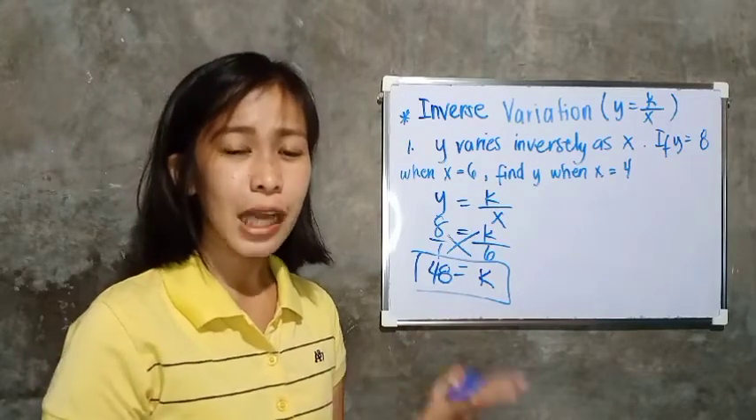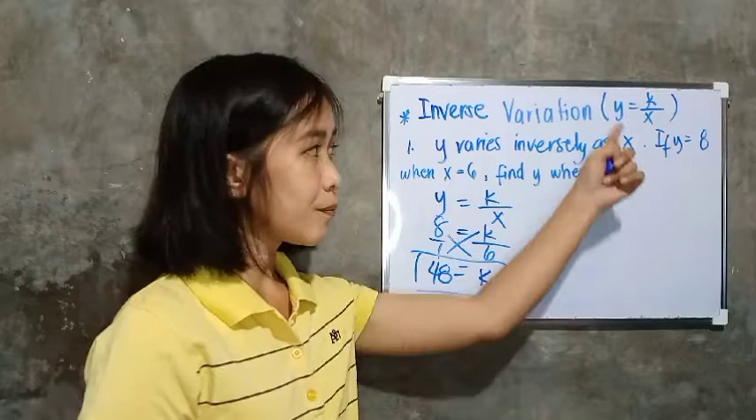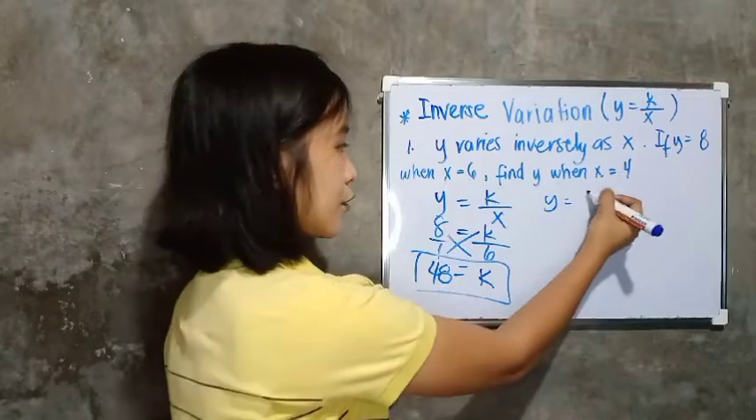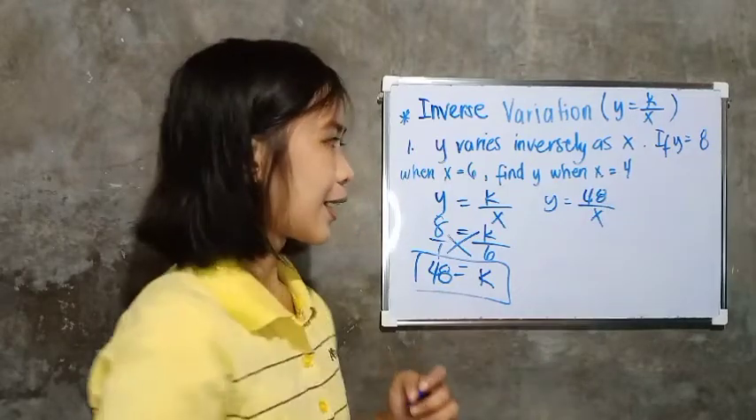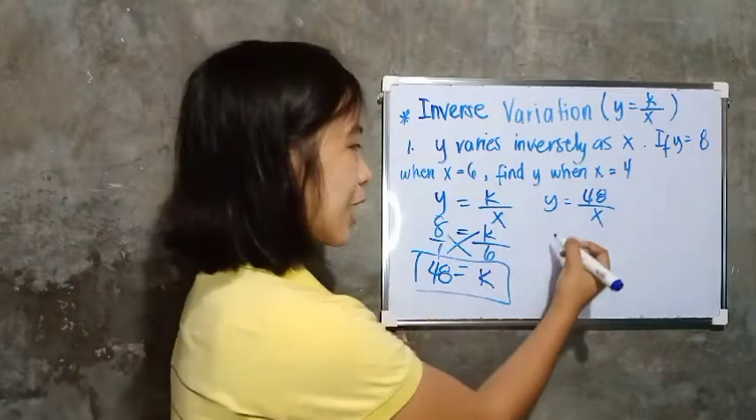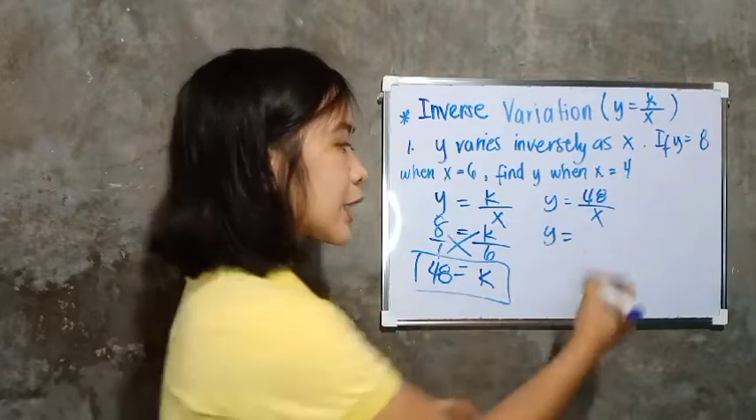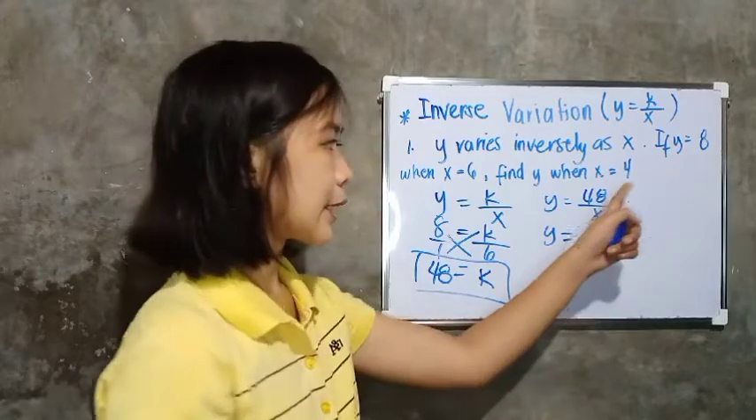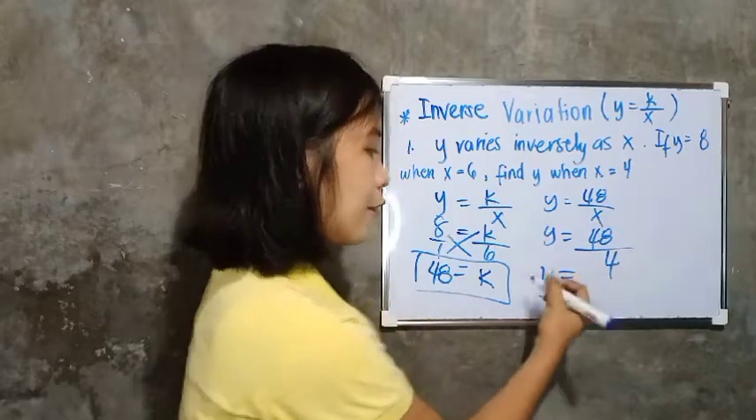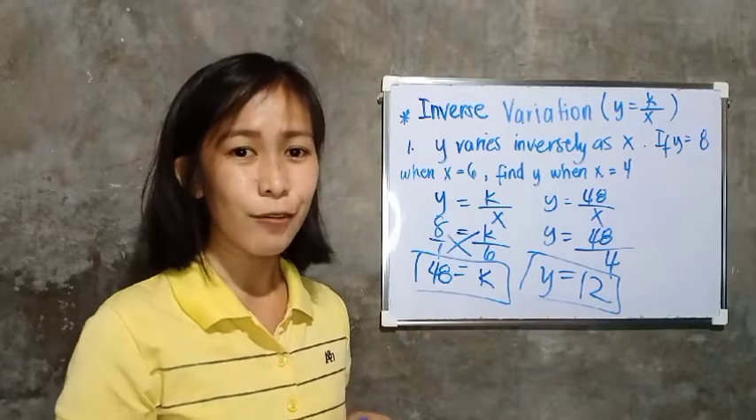Okay? So the next step is of course to find the equation, or we're going to create your equation. So from that, we have y, and the value of k is 48. Just substitute the value of k. 48 over x. Okay? And then now you are ready to find y when x is equal to 4. Alright? So we have y, ibaba mo na yan. Kasi siya yung hahanapin natin. And then 48, ayan, divided by 4. Okay? Since x is 4. And then we have 48 divided by 4 as 12. And then yan na. We have y is equal to 12.